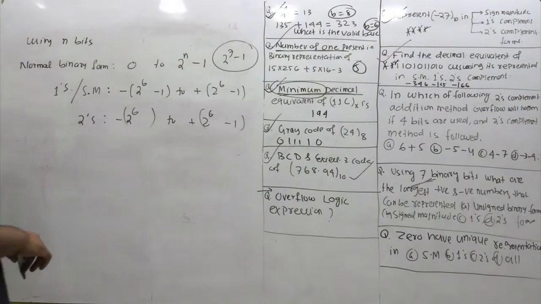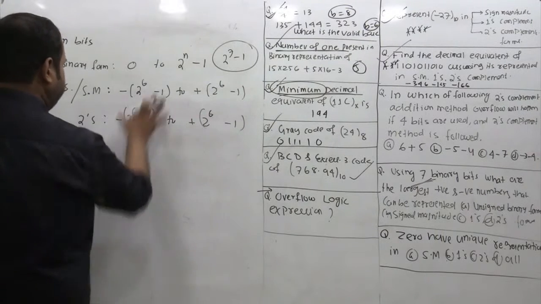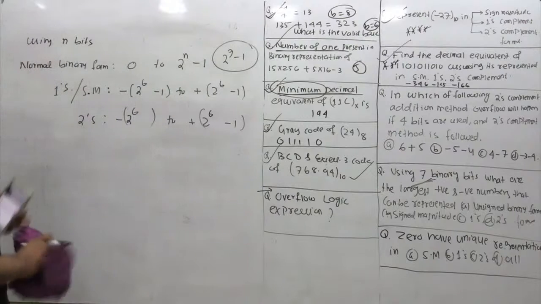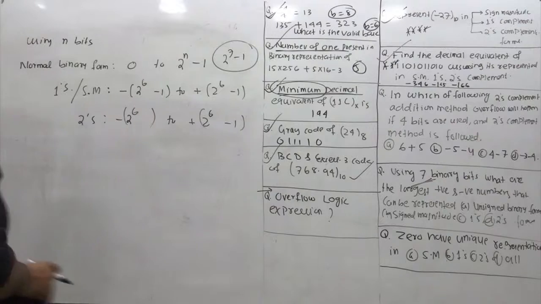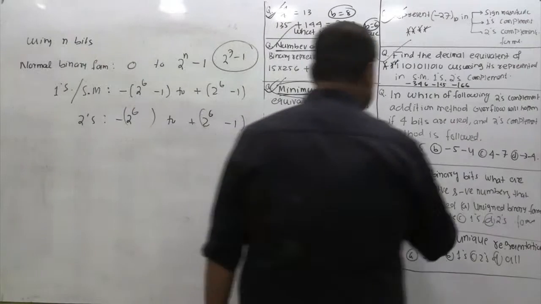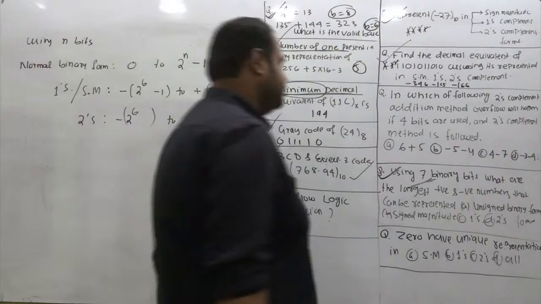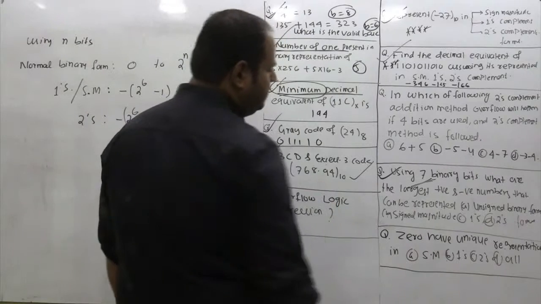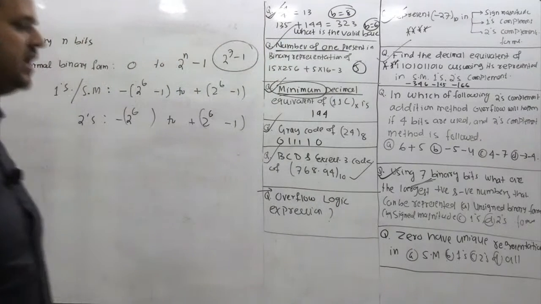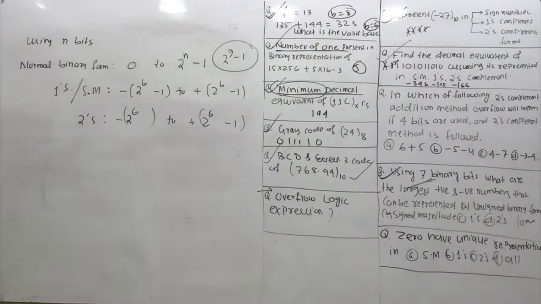So these are the largest positive numbers and these are the largest negative numbers in their corresponding forms. One is sign magnitude and two is 2's complement form. So this is also a repetitive model question. Now the next question I am going to take is: 0 has a unique representation in which form? Sign magnitude, 1's, 2's, or in all of them.